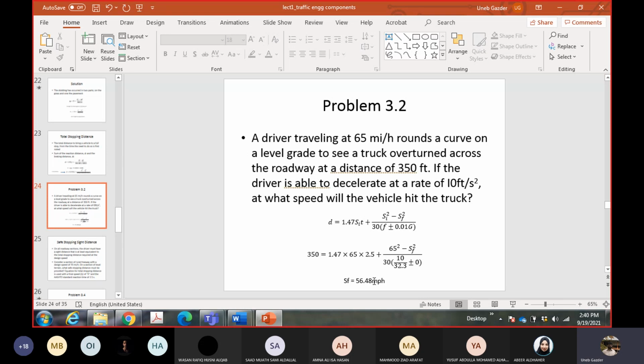Or let me rephrase it, because we are going to do another example later on about the final speed. Let me give you another variation. Let us say they ask how much distance should be available on the curve to the driver to see in order to stop safely if he is traveling at 65 miles per hour. In this case 350 is not given. You are calculating the distance yourself.